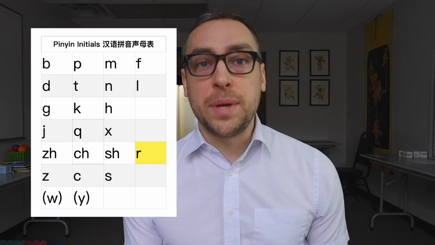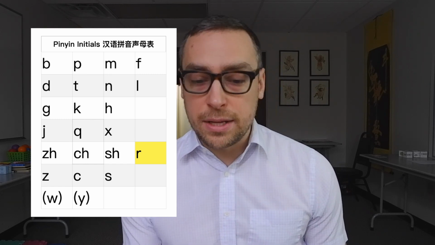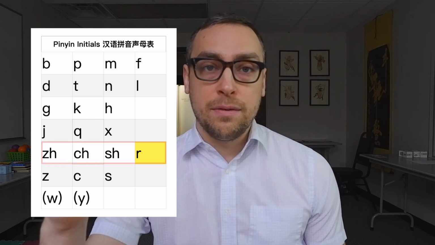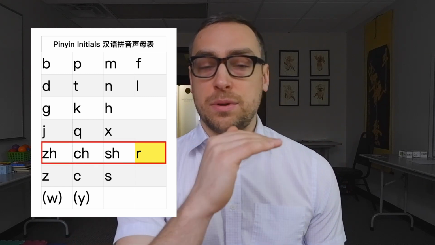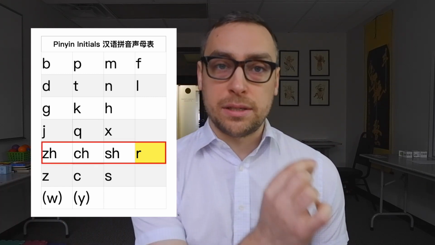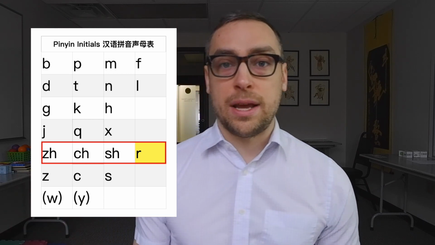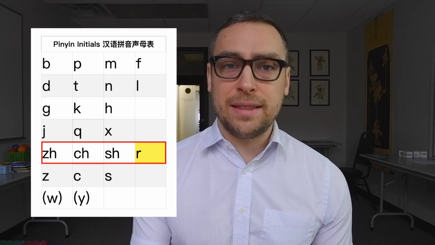So if you find the letter R on the Pinyin initial chart, it's part of the line for retroflex initials or retroflex consonants, the zh, ch, sh, and r. Okay, these are all retroflex. They get that name because of what your tongue is sort of doing in your mouth when you do it. Your tongue sort of flexed back.